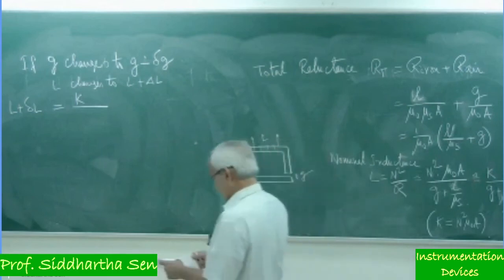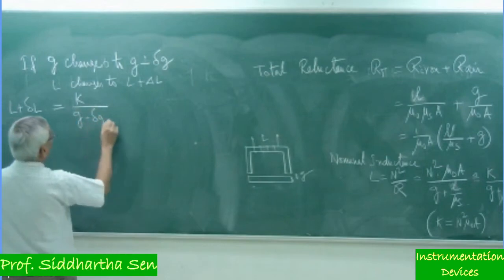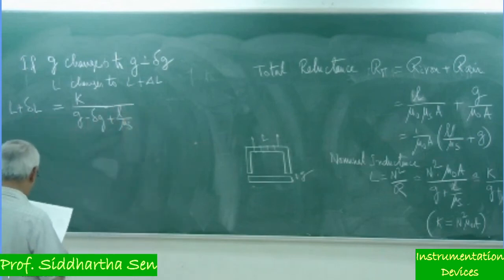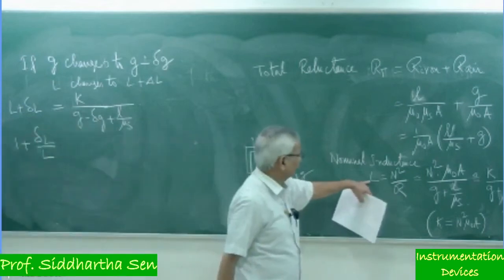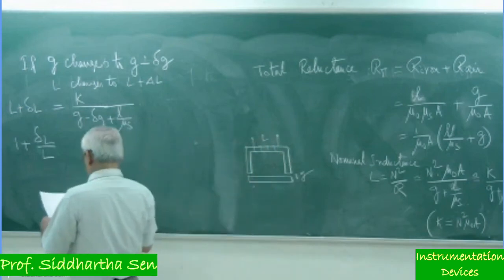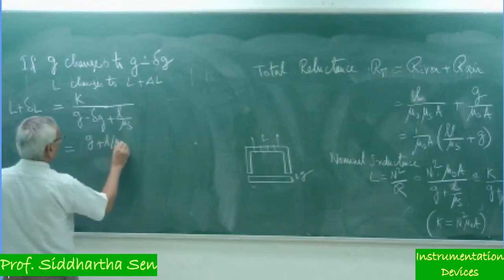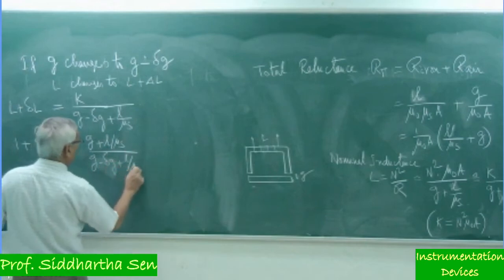So what we can say is that this is equal to K divided by G minus delta G plus L by mu s. We can write it. So this one I can divide by L and I get 1 plus delta L by L. That means this whole expression I divide by this L. So it would be equal to G plus L by mu s divided by G minus delta G plus L by mu.